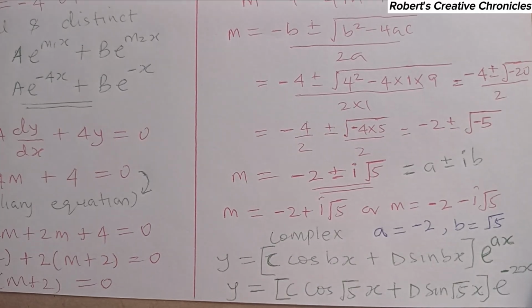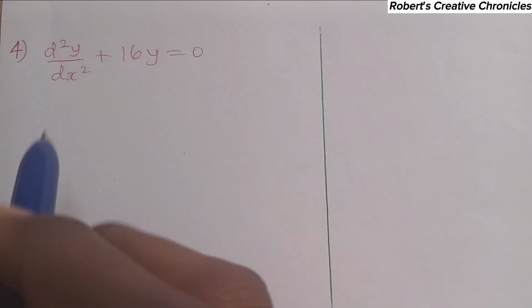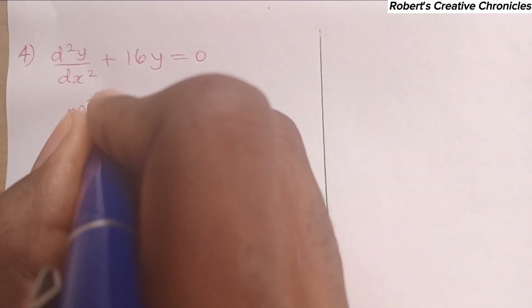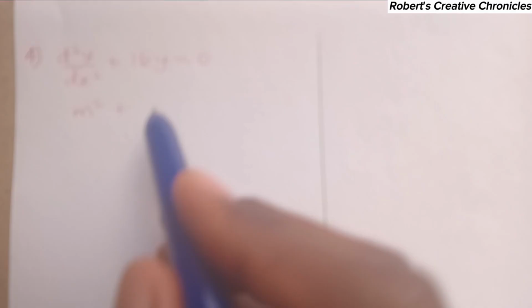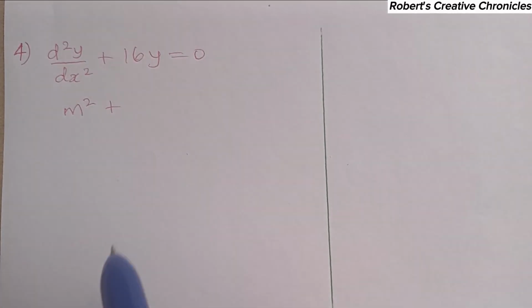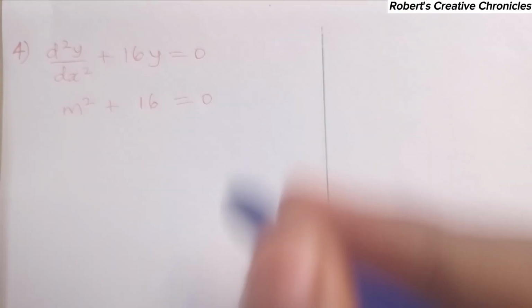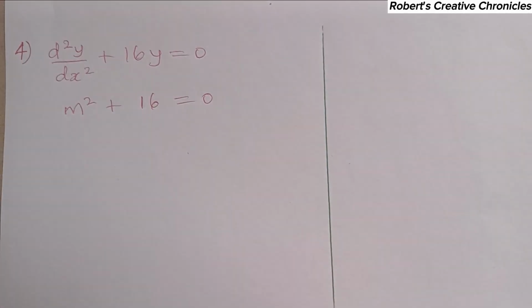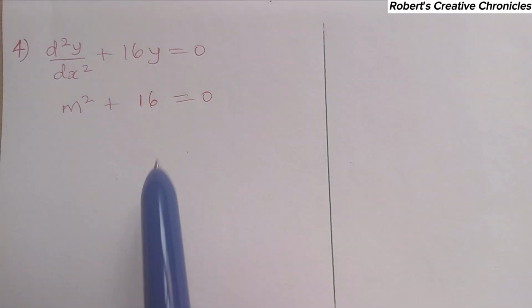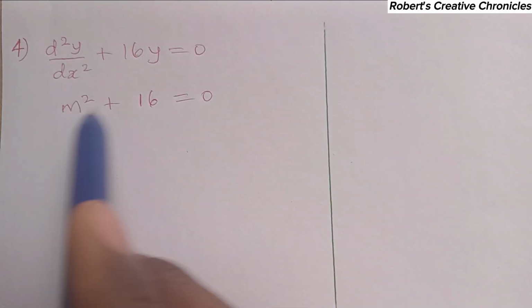Let's move to the fourth one. Now here's the fourth one. So we'll substitute. Here will be m squared plus what? There's no dy over dx here, so there's no m. That means here will be 16m raised to the power of 0, which is 16 equals to 0. Because y is usually substituted with m raised to the power of 0. And there's no dy over dx here. So these are the only two terms.